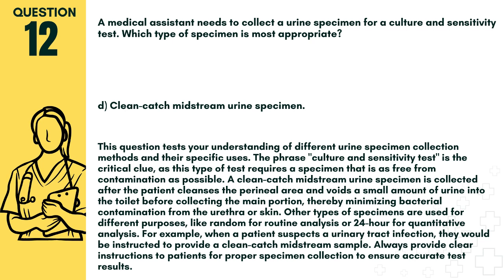A clean catch midstream urine specimen is collected after the patient cleanses the perineal area and voids a small amount of urine into the toilet before collecting the main portion, thereby minimizing bacterial contamination from the urethra or skin. Other types of specimens are used for different purposes, like random for routine analysis or 24-hour for quantitative analysis. For example, when a patient suspects a urinary tract infection, they would be instructed to provide a clean catch midstream sample. Always provide clear instructions to patients for proper specimen collection to ensure accurate test results.